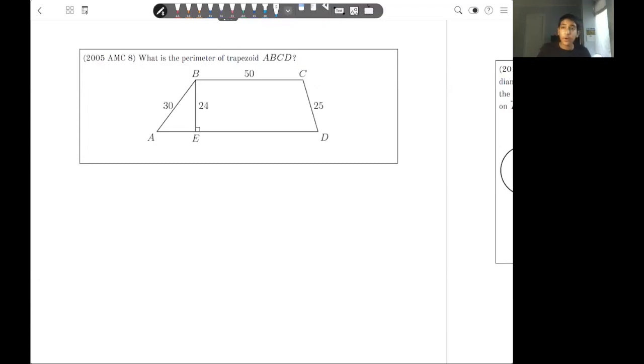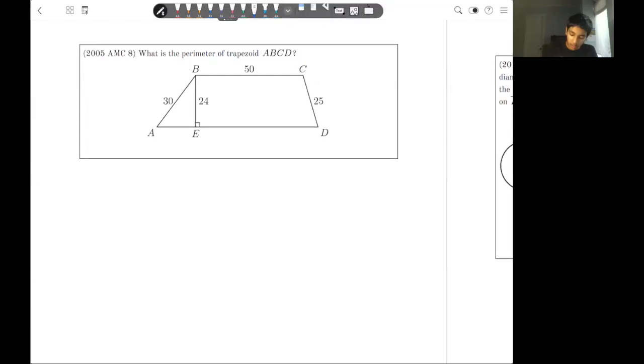So actually, I'm going to give you a minute or two to try to solve this on your own. A hint is to also consider the altitude from C to AD. So this is a trapezoid. Try to find AE using the Pythagorean theorem, and then try to do something to find the side length AD somehow. So I'll give you some time to try to solve it. So we can find AE using the Pythagorean theorem or Pythagorean triplet.